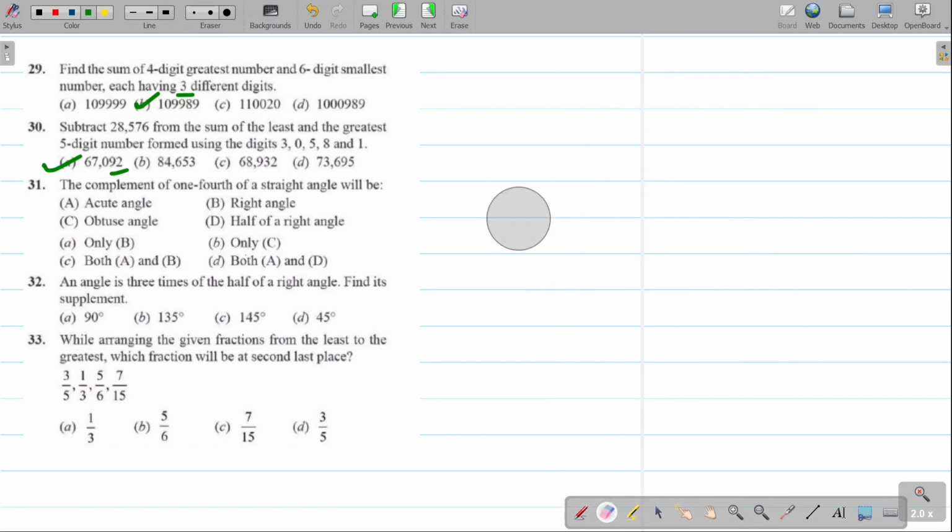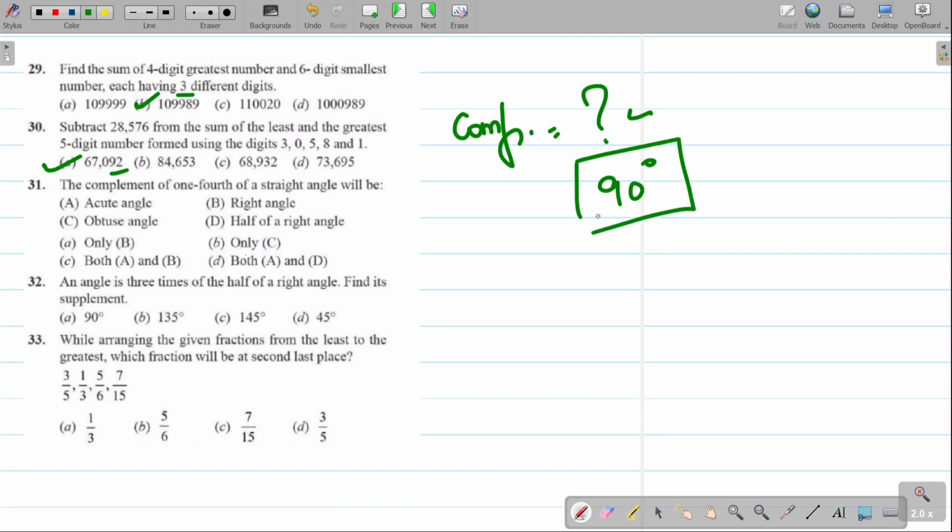Moving to question number 31, it says the complement of 1/4 of a straight angle will be. So first I will try to discuss a bit about complementary angles. When the sum of two angles is 90 degree, such a pair is called what? Complementary pair. For example, 30 plus 60 is what? 90. So 30 and 60 are called what? Complementary pairs. And the two angles are called complementary angles.